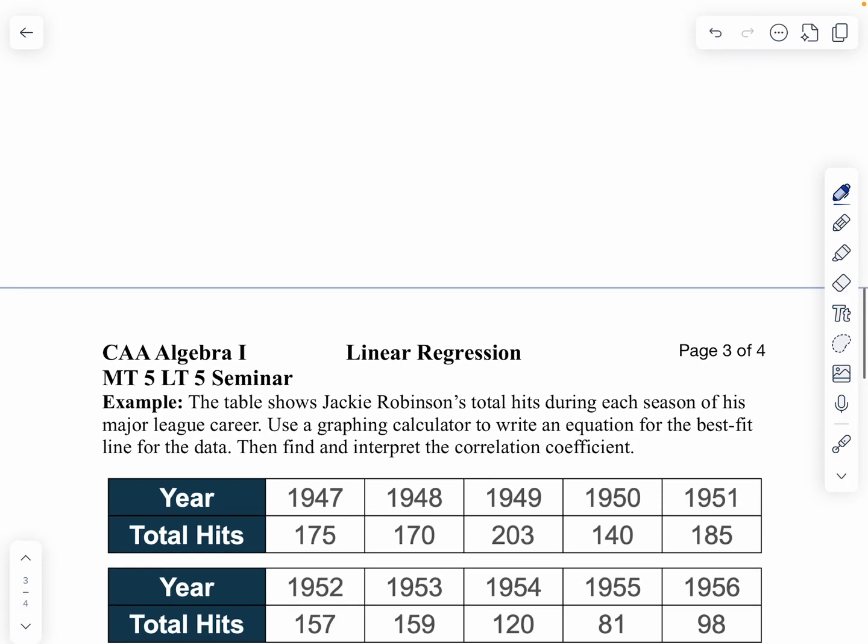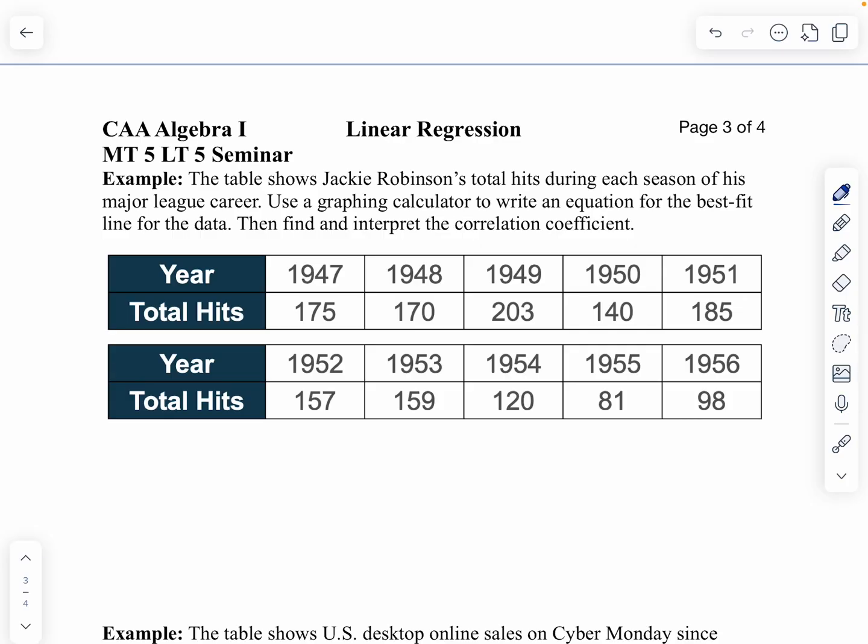Now, we can apply that in this problem. Let's take a look at it first. The table shows Jackie Robinson's total hits during each season of his Major League career. We're going to use our Desmos calculator to write an equation, a line of best fit for the data. Then we're going to find and interpret the correlation coefficient. The nice thing is the calculator does everything for me. I just have to know how to use the calculator to find that.